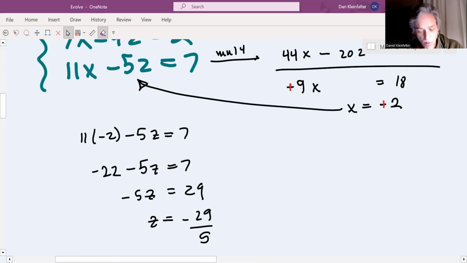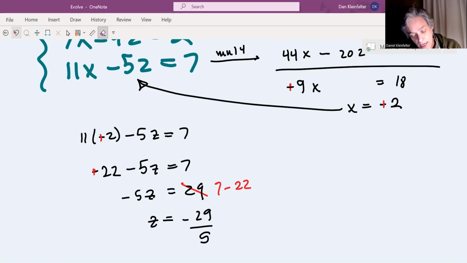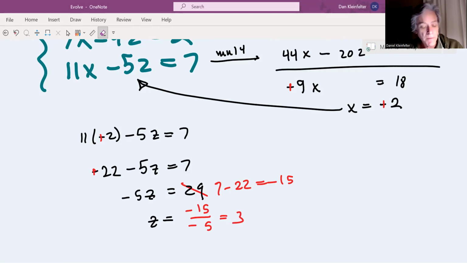So carrying the change forward, if x is 2 here, we'll have 11 times 2, which is positive 22. And then we'll have 7 minus 22 on the right side here. And that'll be negative 15. If negative 5z is negative 15, that'll make z be 3. So that was an honest mistake.